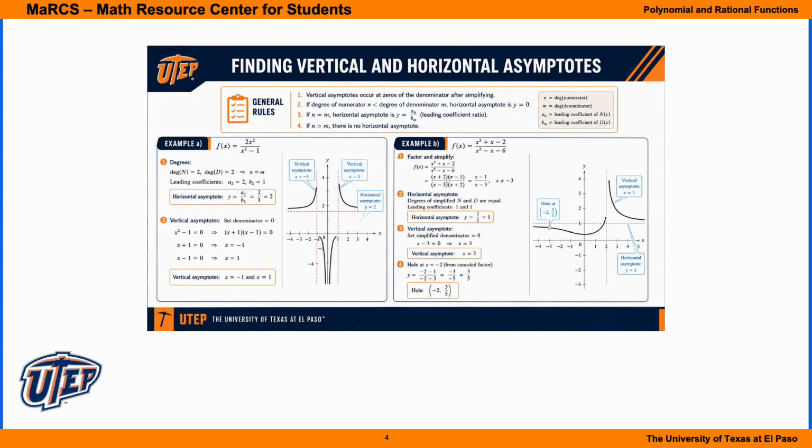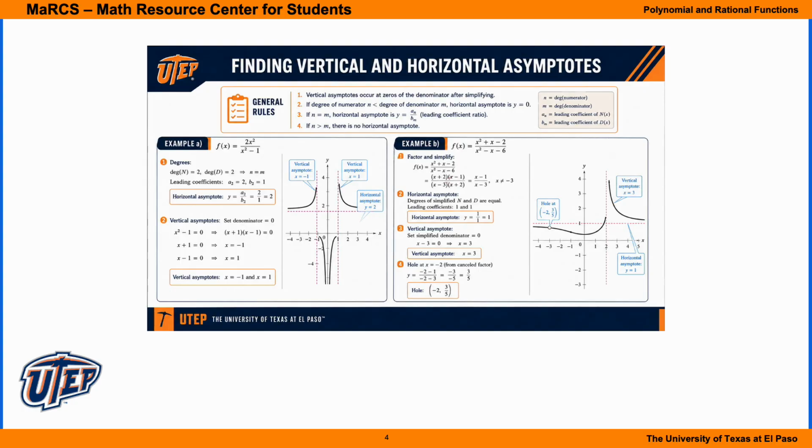Since the degrees of the simplified numerator and denominator are equal, we will compare the leading coefficients. Since we have 1 for the leading coefficient in the numerator and 1 for the leading coefficient in the denominator, our horizontal asymptote will occur at y is equal to 1 divided by 1, which is equal to 1. Now for the vertical asymptote, we set our simplified denominator equal to 0. So x minus 3 equal to 0 implies that x will equal positive 3. So we will have a vertical asymptote at x is equal to 3.